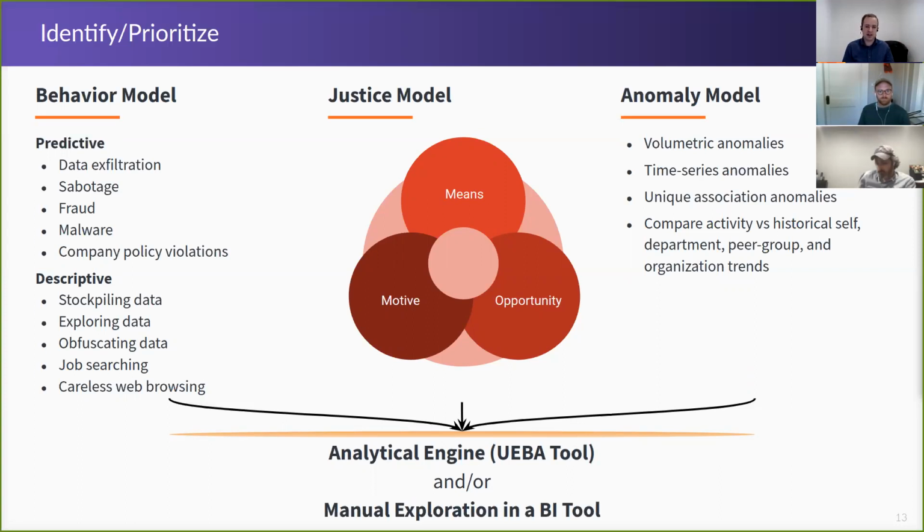And then lastly would be an anomaly type model. And there are several in here. One is just pure volumetric anomalies. That would be something like, this user uploaded an unusually large number of files. Maybe today they uploaded 1,000 files, and on a normal day they only upload 10. So that would be a volumetric anomaly.